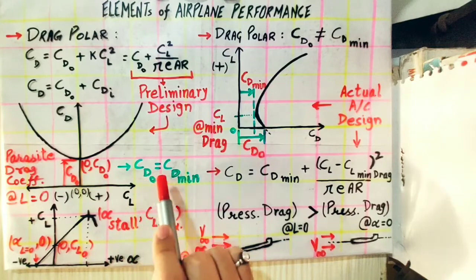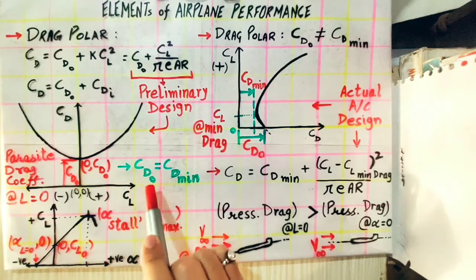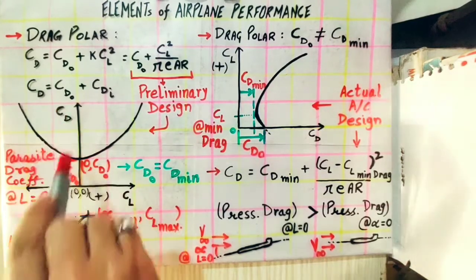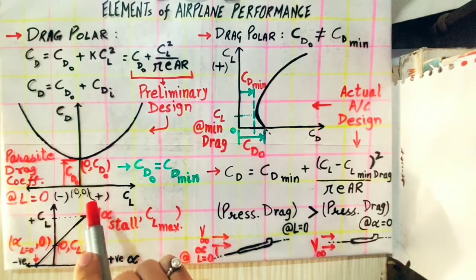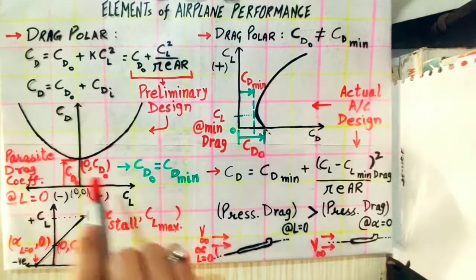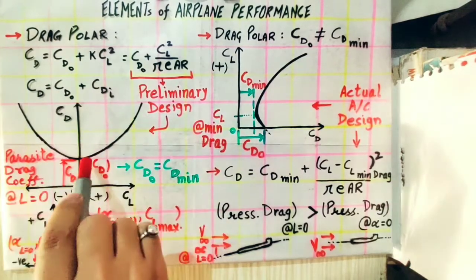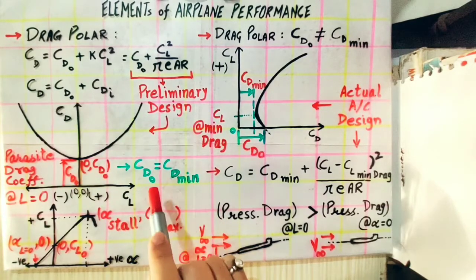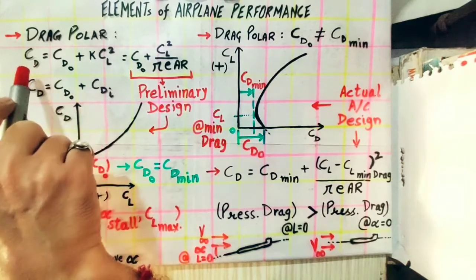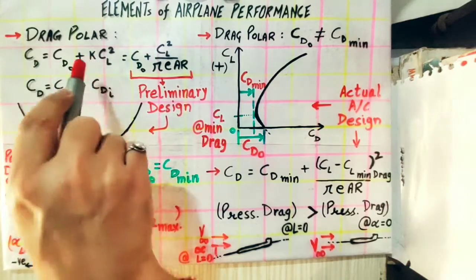CD naught is the drag coefficient at zero lift, because over this axis CL is 0, so CD naught will be the coefficient of drag at zero lift, and it is the minimum drag. If we take this curve, this is the minimum point, which is the minimum drag coefficient. So the total drag coefficient of a plane is CD equals CD naught plus CDI, which is K CL square.